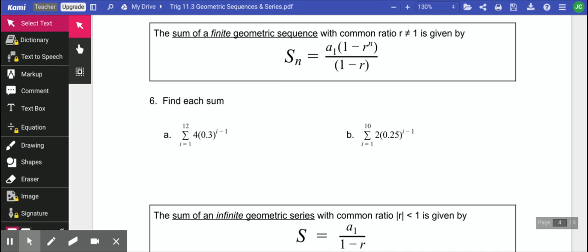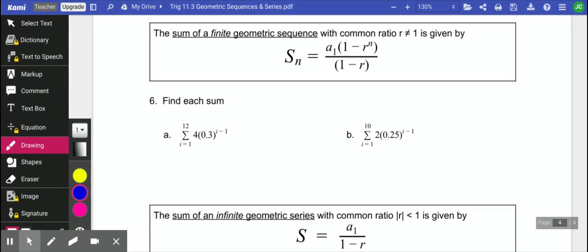The place where I most commonly mess this up is this r to the n. That is on the inside of the parentheses, so just keep that there. Strange things happen because I tend to want to put it on the outside. And this only works if the common ratio is not 1, because clearly that would be dividing by 0. You can't do that.